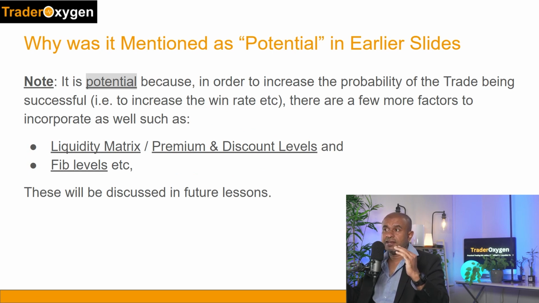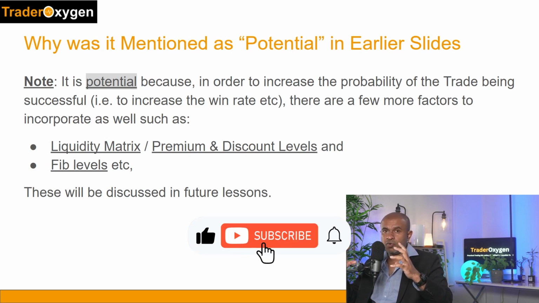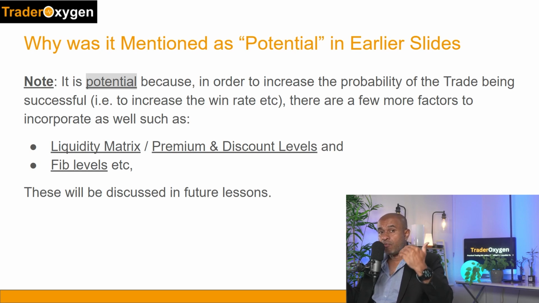Now this liquidity matrix and fib levels will be discussed in the future videos, future lessons. Until then, whatever is discussed up to now will give you a probable trade setup. However, in order to increase the win rate and increase the accuracy of the trade, you need to add liquidity matrix and fib levels as well. That will be discussed with practical examples in future videos. Okay, let's see what's next.